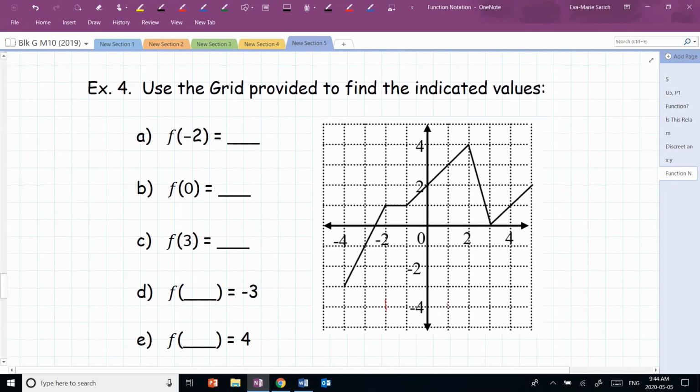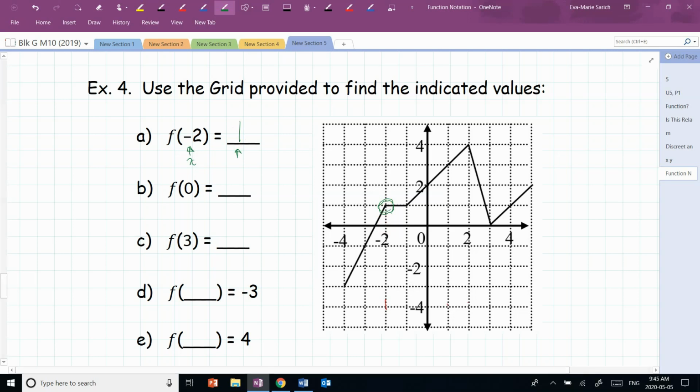Moving on to a second example, we want to be able to interpret or find the missing value from a graph. So we're going to use the grid provided to find the indicated missing value. So we're looking for the y value here. So remember, this is when x is negative 2, what's our y? So on our graph, we start at the origin, and we want to move until x is negative 2. When x is negative 2, this is the location that we find on the graph. So that means our y value has gone up 1. So this is f at negative 2 equals 1.